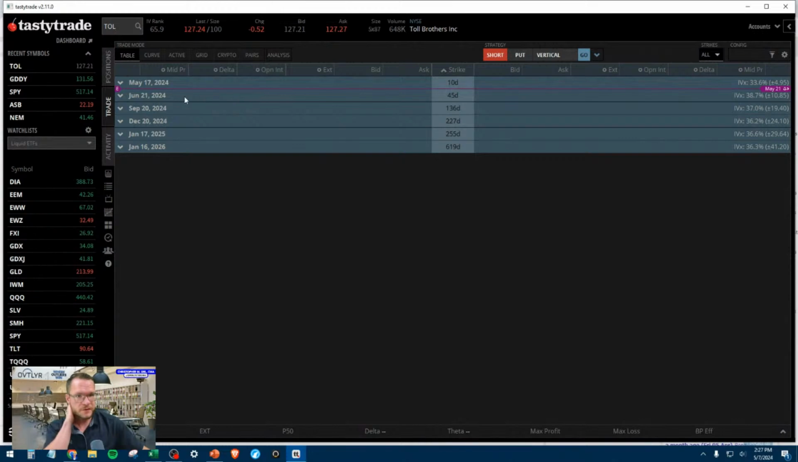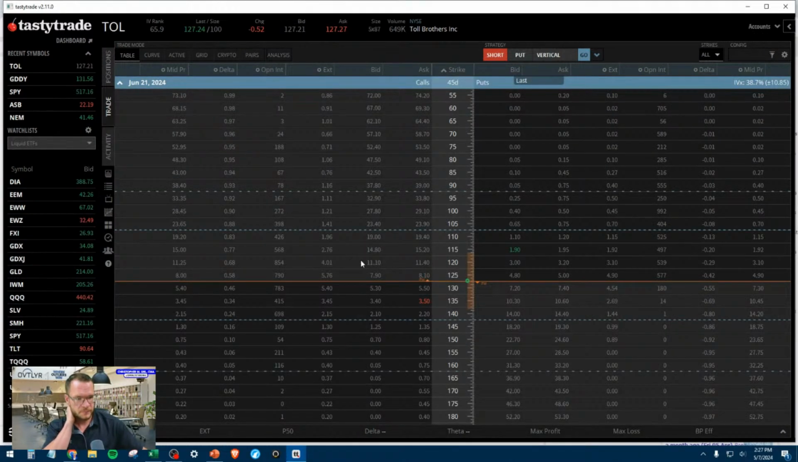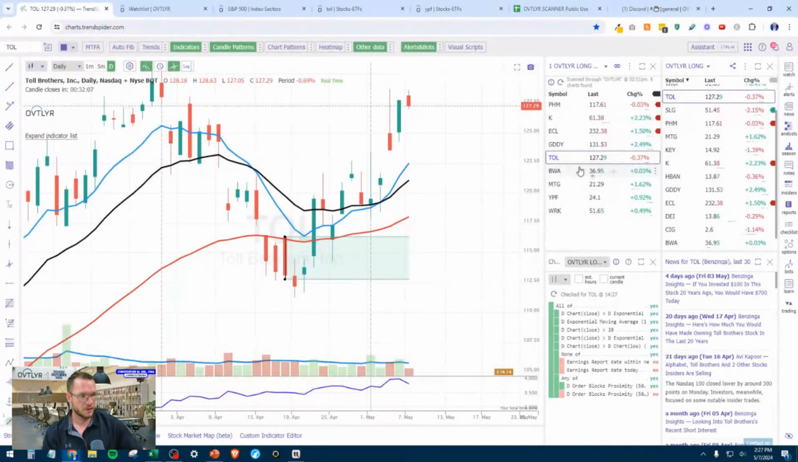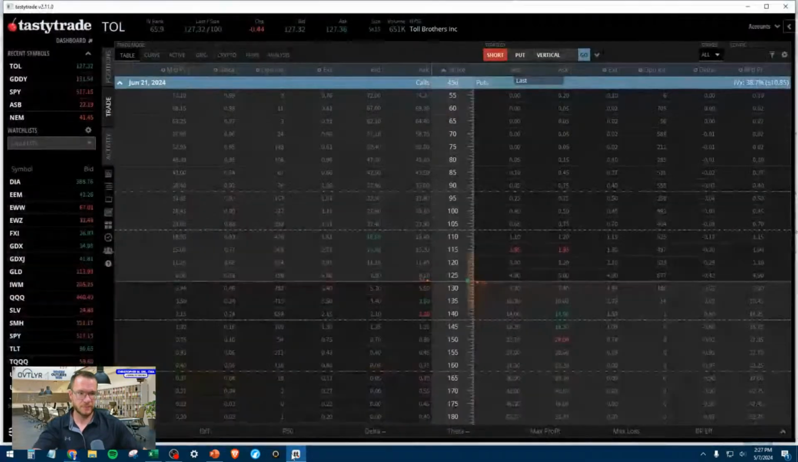So I'm looking at June 21st again. There's lots of liquidity here. That's what we want to see. Multi-hundreds, not just barely over 200. That's $23. My limit is 10. So this one is less than 10, but 574 over 810 is more than 50% extrinsic value. So I would not trade that one. Not looking at Toll. Next, BWA.